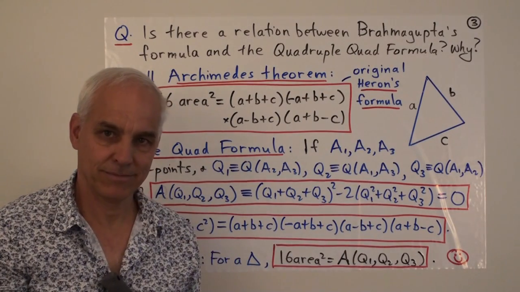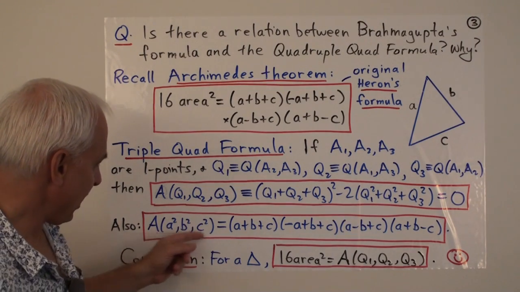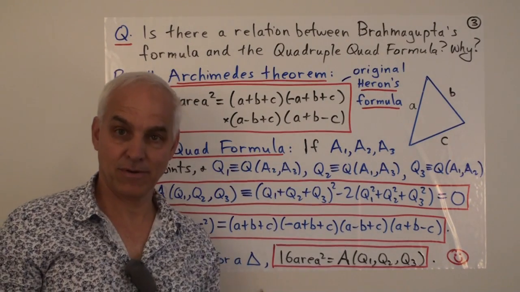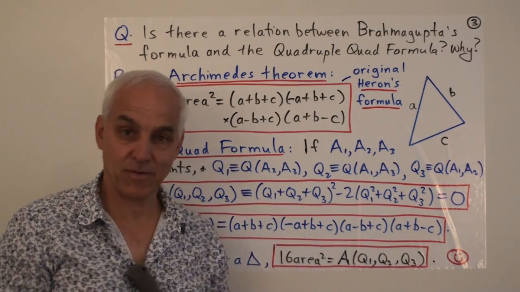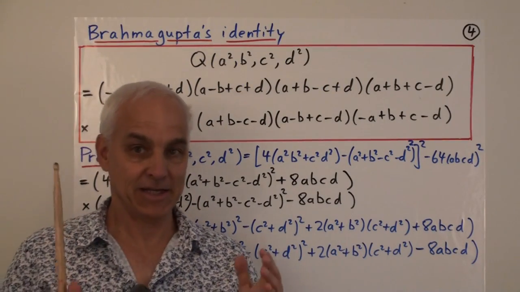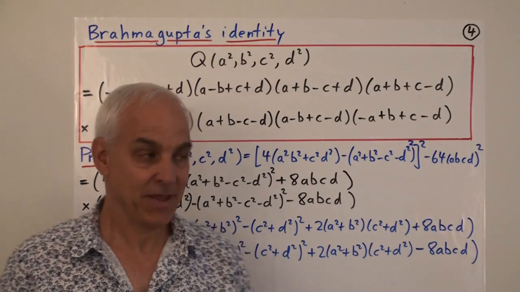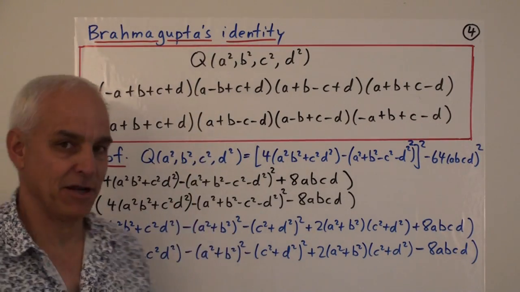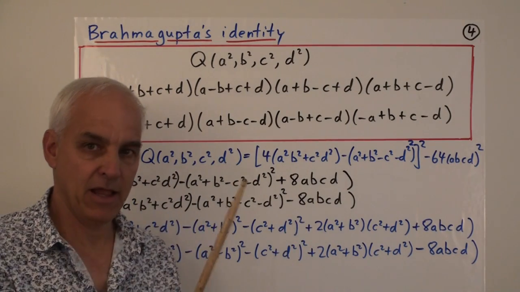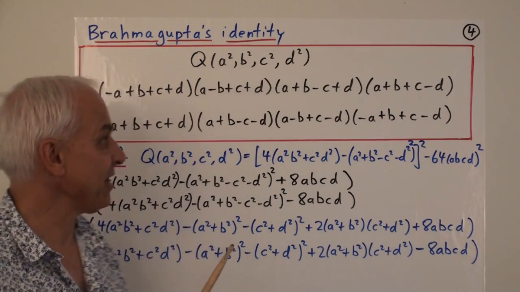All right, so we're motivated to look for a relation. And we probably should start with something like this crucial identity that connects the 2 aspects of things here in the case of 3 points. Okay, so there is such an identity, but it's a little bit more complicated than the corresponding Archimedes formula. Here it is. We're going to call it Brahmagupta's identity. Okay, and the identity is purely an algebraic identity involving this quadruple quad function Q that we had on the previous slide.